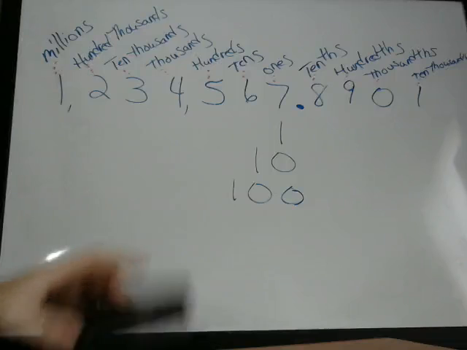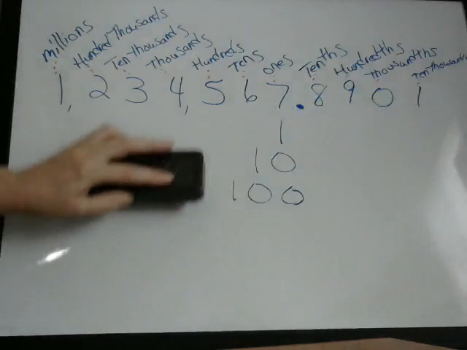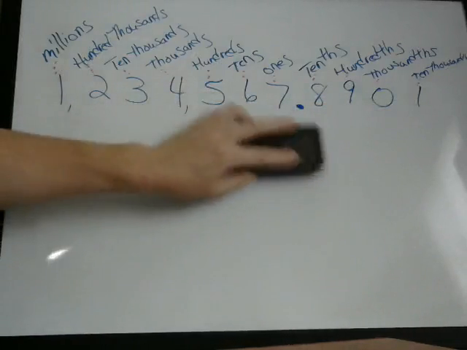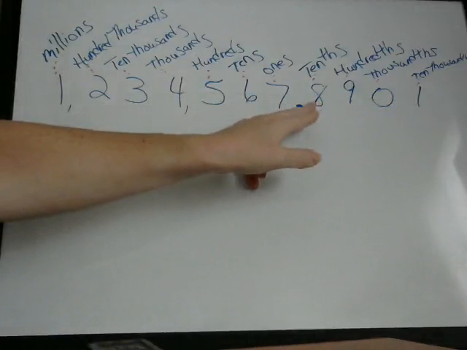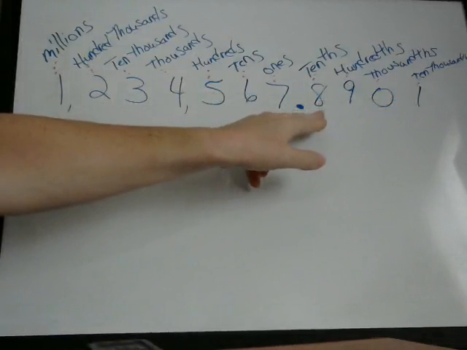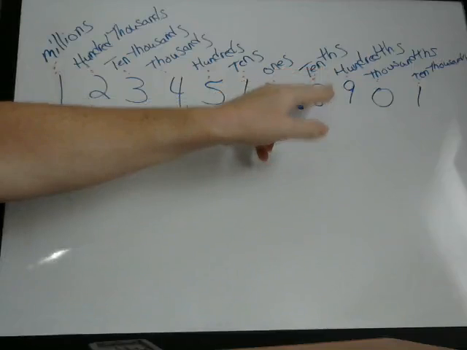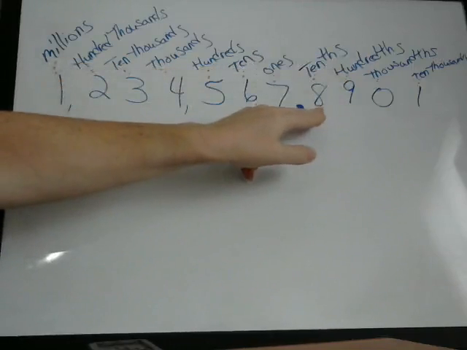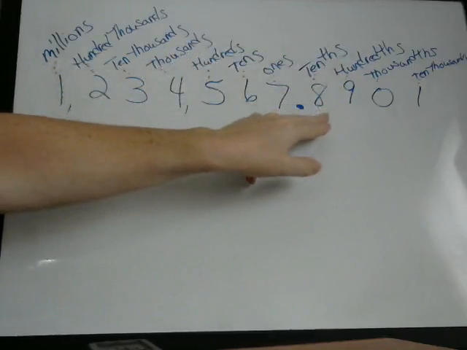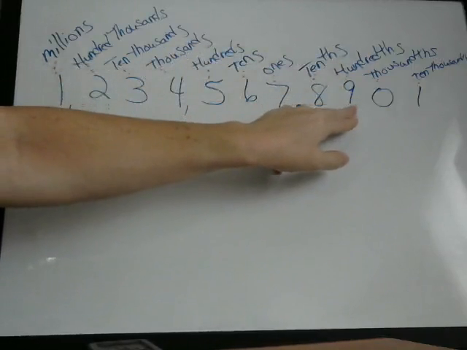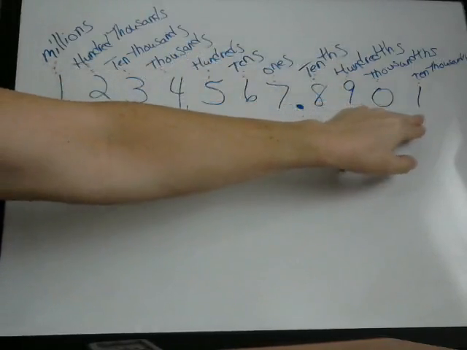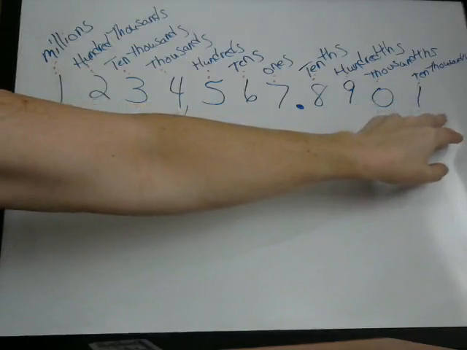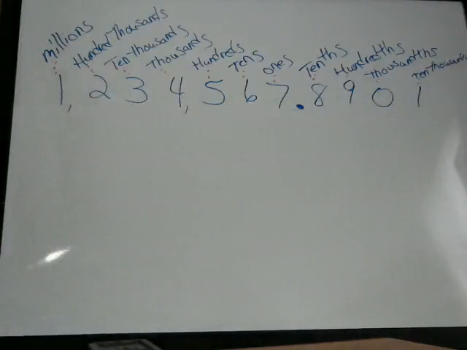When we get to the right-hand side of the decimal, it's not quite the same. You'll see there's no ones here. This is the tenths, and these are the same kind of words, except they have TH on the end instead of just your normal S. So tenths, hundredths, thousandths, 10,000ths, then there will be 100,000ths, etc.